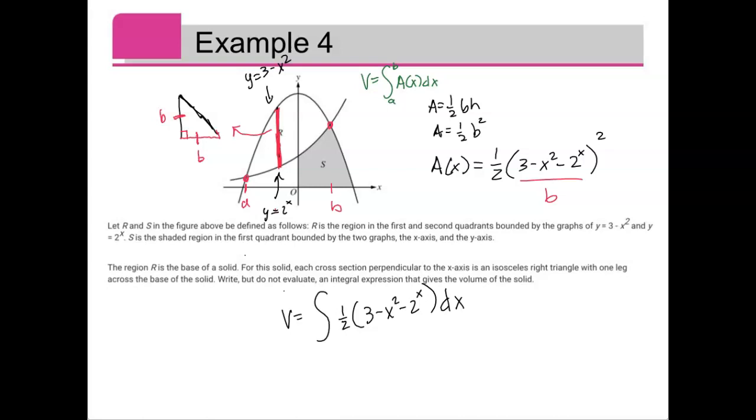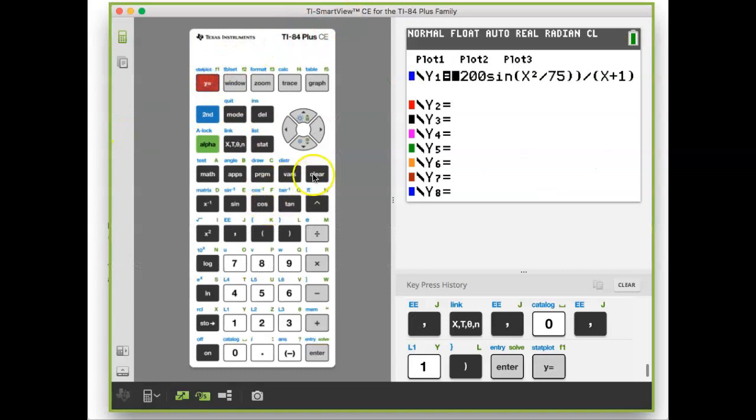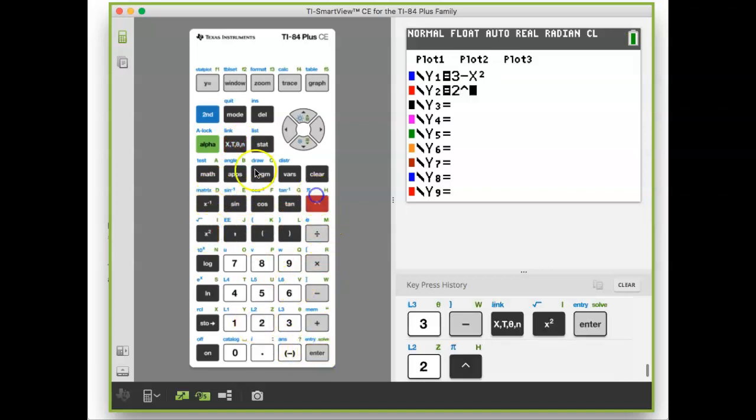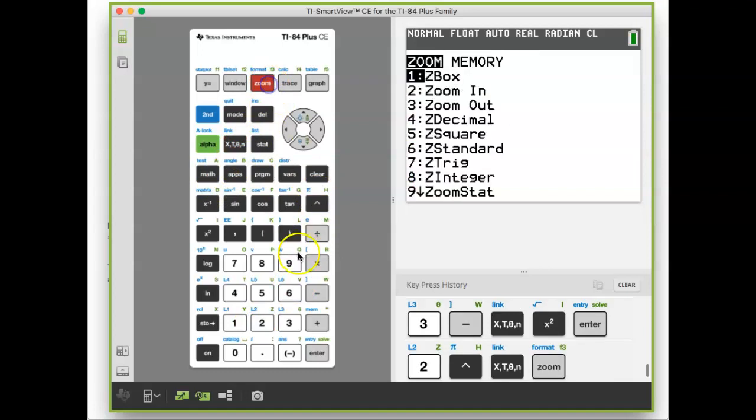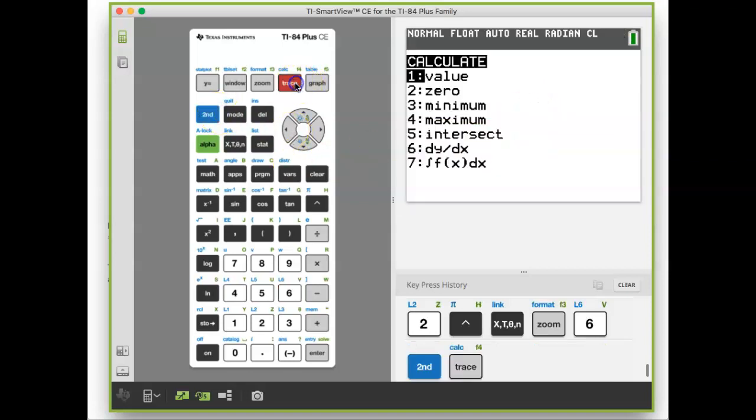So this is where our calculator is going to come in, because we need to figure those out. So let's enter 3 minus x squared into y1. We'll enter 2 to the x into y2. So I'm doing the top function, 3 minus x squared into y1. And I'm doing 2 to the x into y2. I'm just going to do a 10 by 10 window. All right, there we go. So what I want are those 2 points of intersection, because those are going to be my limits for integration, right? So again, your calculator can do that for you.